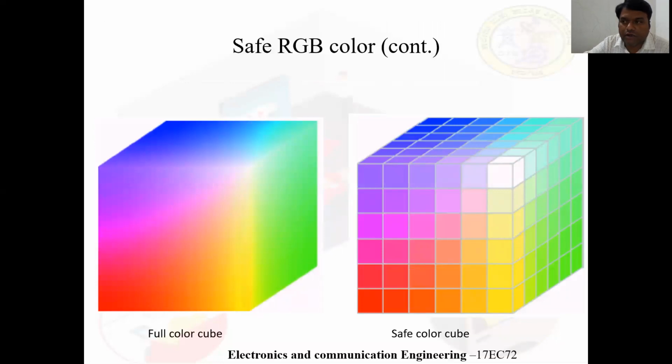The above figure shows the RGB safe color cube. Unlike the full color cube, this cube has valid colors only on the surface planes. Each plane has 36 colors. So the entire surface of the safe color cube is covered by 216 different colors.